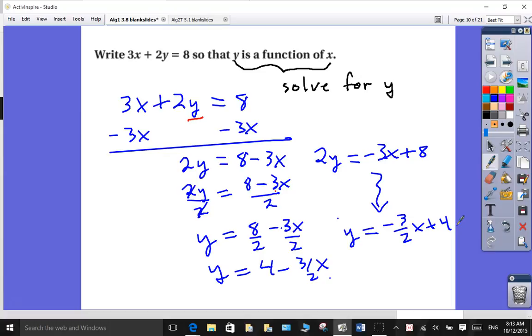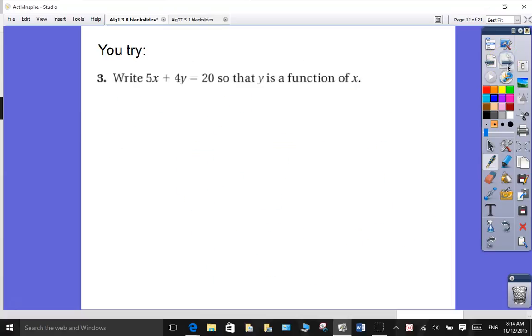And there's your y equals mx plus b. That's why we tend to try to have the variable term first, the x term first, because then it matches up with y equals mx plus b, which is what we'll do later. We're not doing mx plus b now. Yeah, and we'll graph that. Okay, so when it says write it so that y is a function of x, what are you going to do? Solve for y. So try to do the same thing with that one.